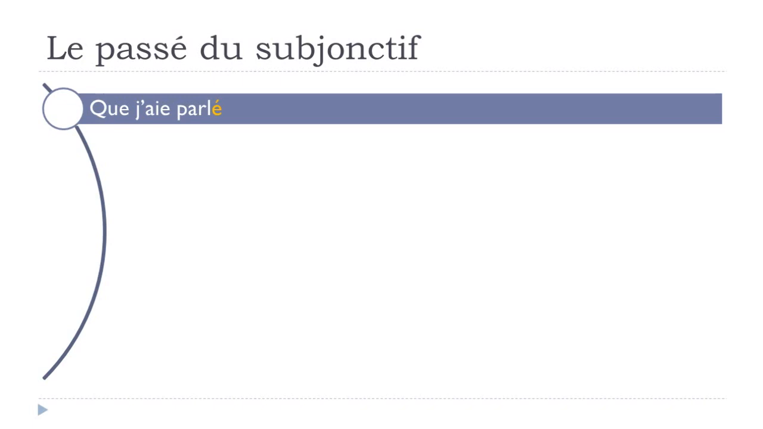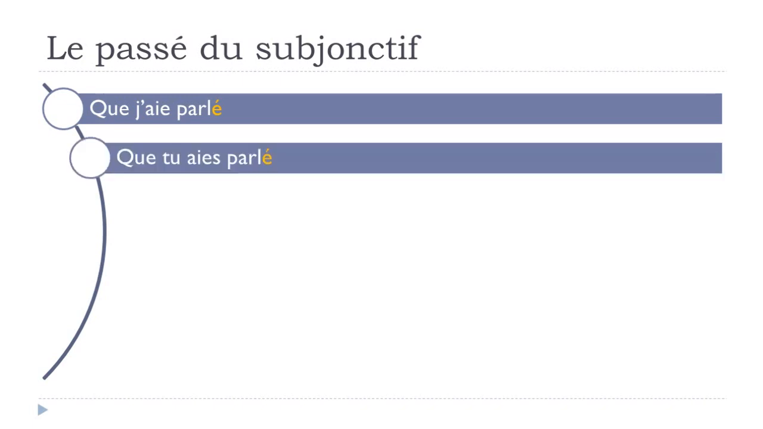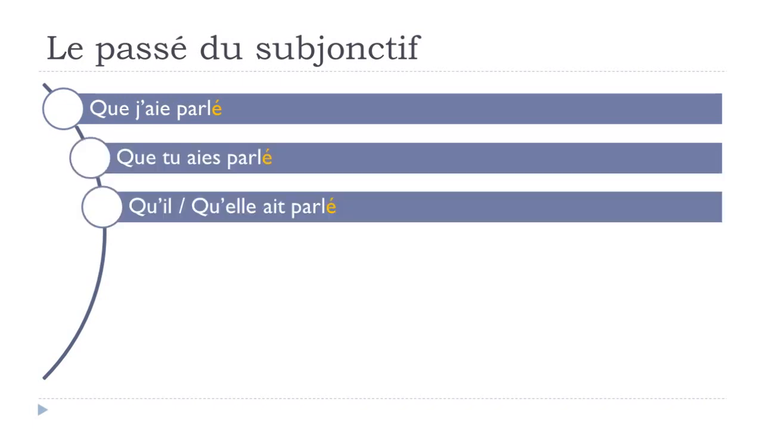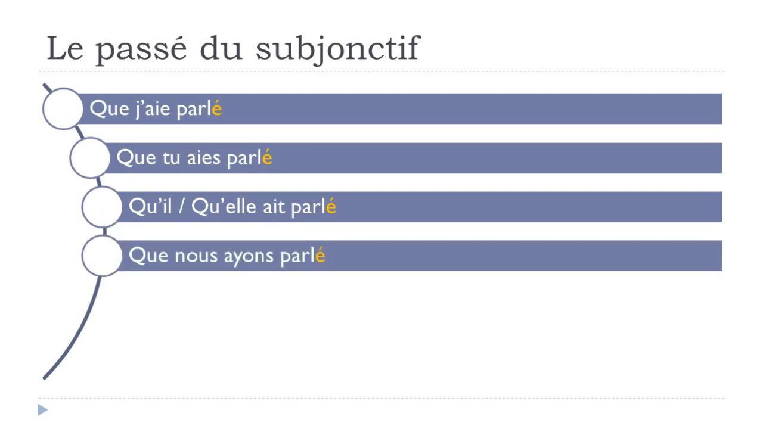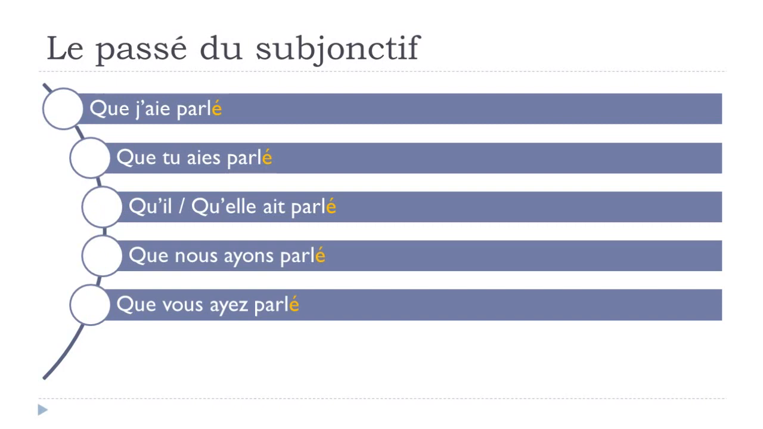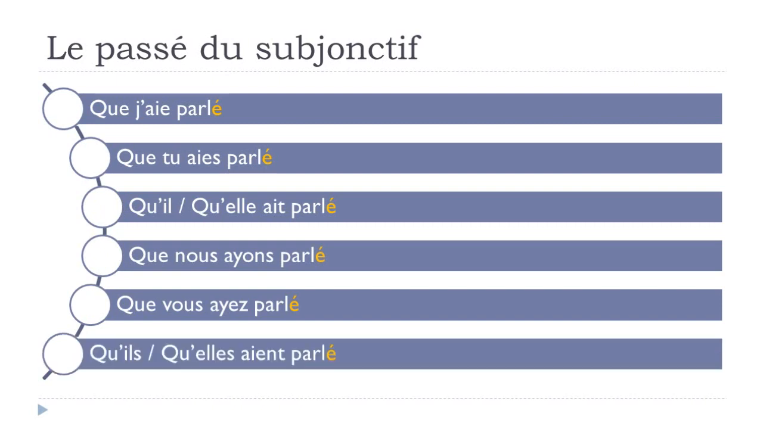So it goes like that: que j'aie parlé, que tu aies parlé, qu'il ait parlé, qu'elle ait parlé, que nous ayons parlé, que vous ayez parlé, qu'ils aient parlé, qu'elles aient parlé. All right, so as we saw, first you put avoir at the subjunctive present form, then you put your participe passé, and you will get here a beautiful passé du subjonctif.